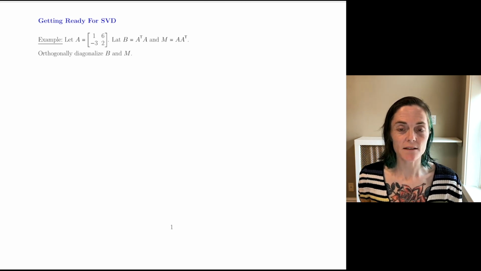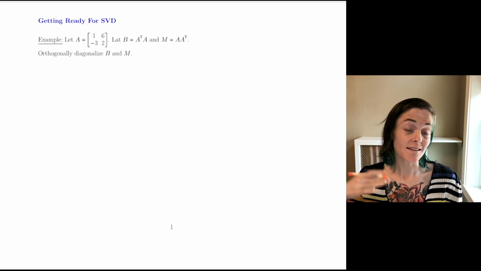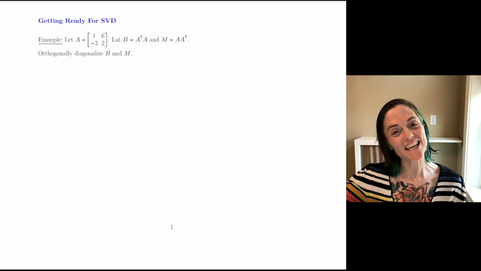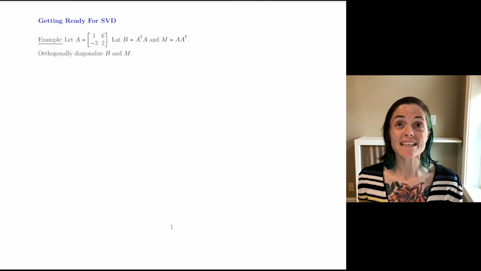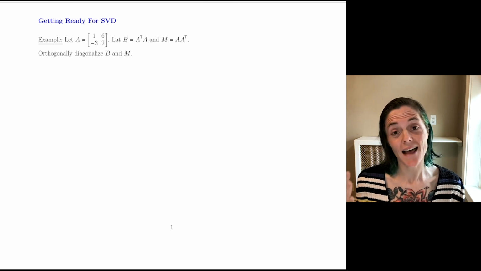Hello, linear algebra students. I call this lesson getting ready for singular value decomposition, which is what we do next. Singular value decomposition is super fun, and it's the very last topic for the semester. So let's get ready for it.